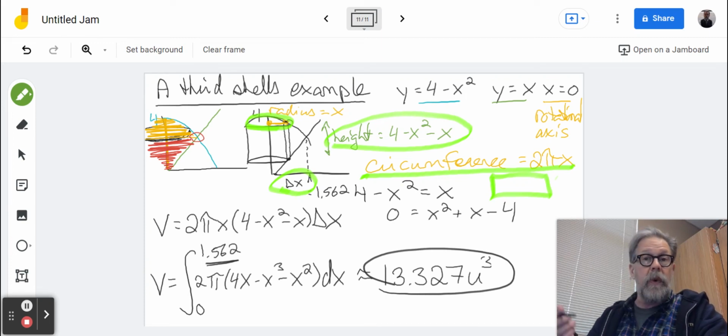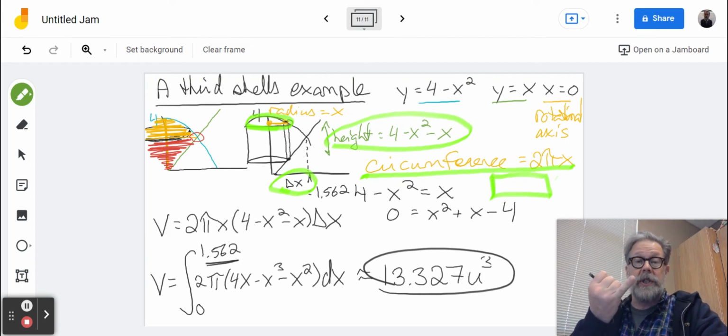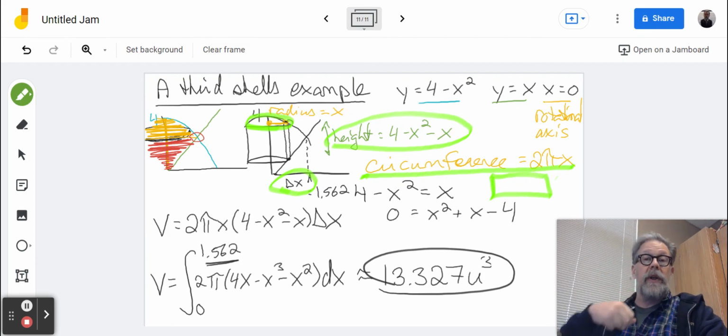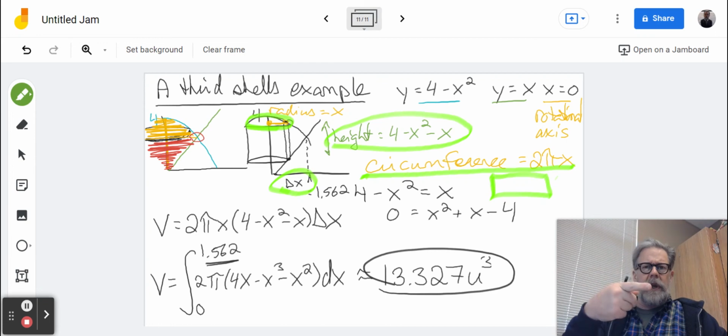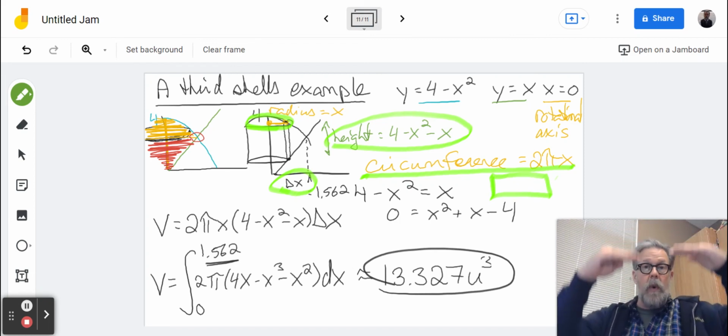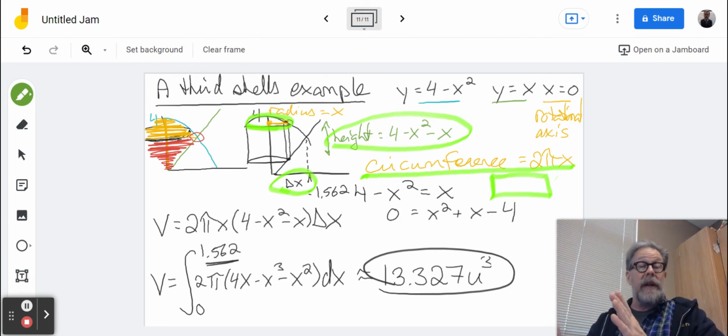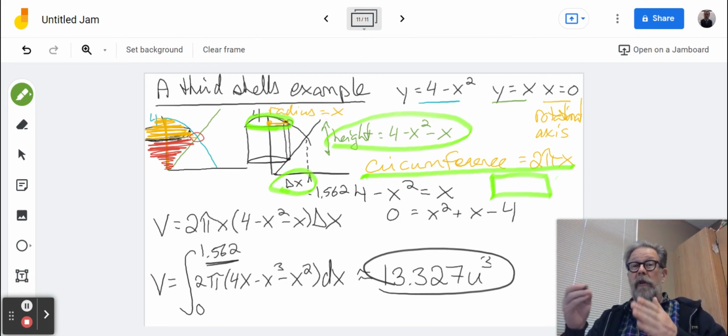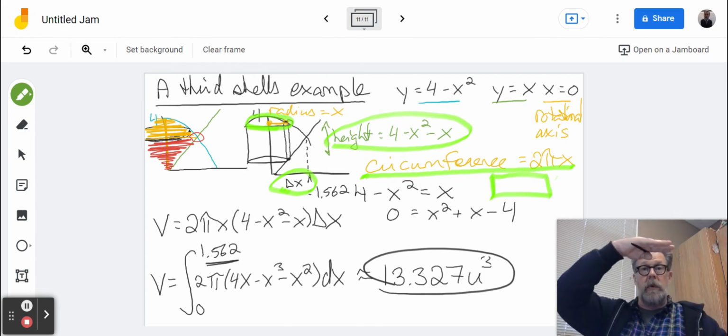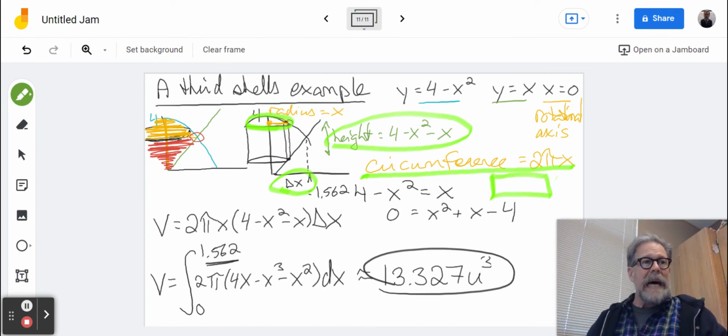So we are done with rotating. Just a quick reminder: we had rotate to make discs. We can rotate around the x-axis, and we have vertical discs. We can rotate around the y-axis, and we have horizontal discs. But now we're stacking them this way, dy. We could rotate around a different axis, so we need to be careful with our radius because it would be our axis minus or plus the function.